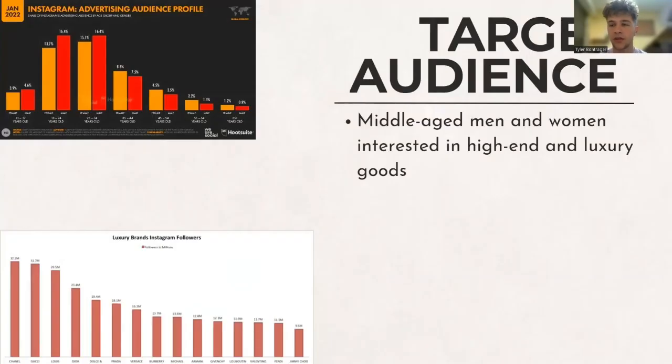So for the target market, we just base this off of the slideshow that you gave us, and that would be middle-aged men and women who are interested in high-end and luxury goods. And in regards to the framework, this would be in the planning portion of the framework. And for Instagram, this is pretty perfect because the majority of people who use Instagram are around middle age.